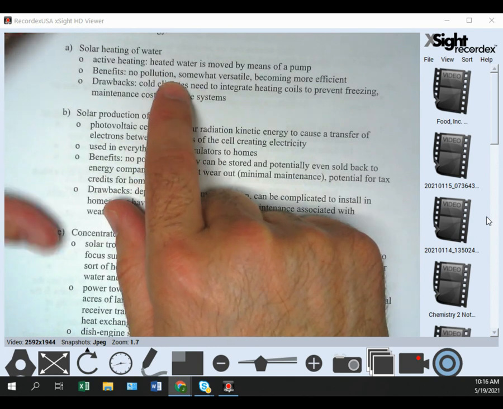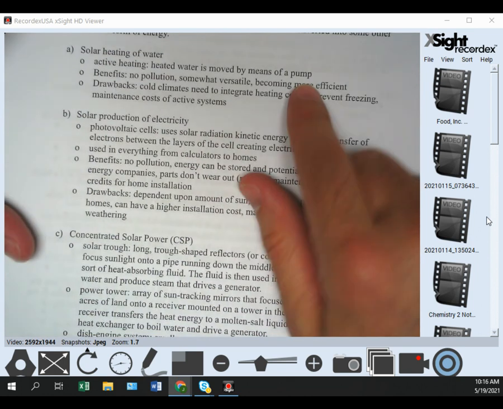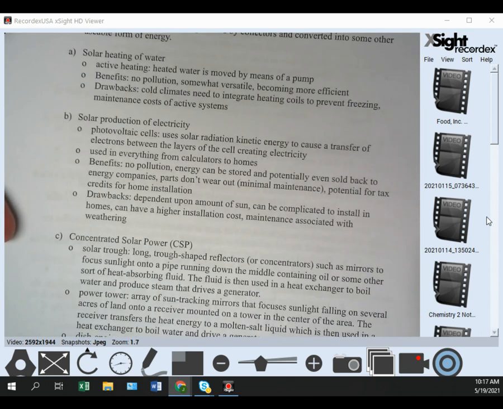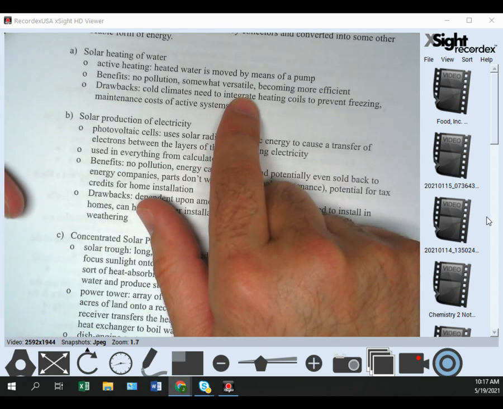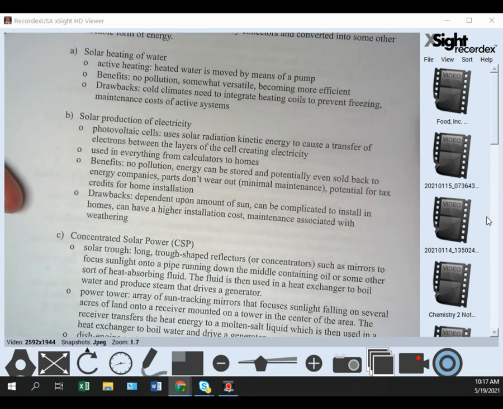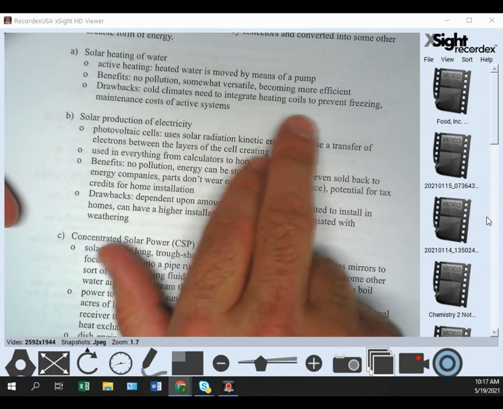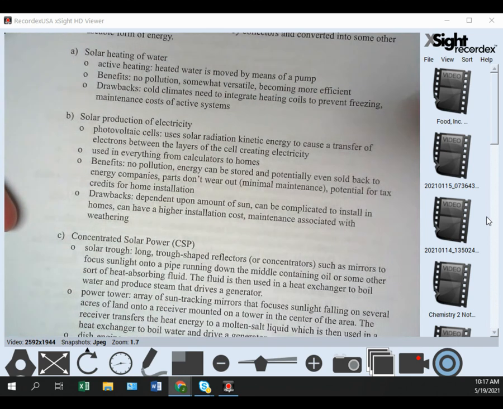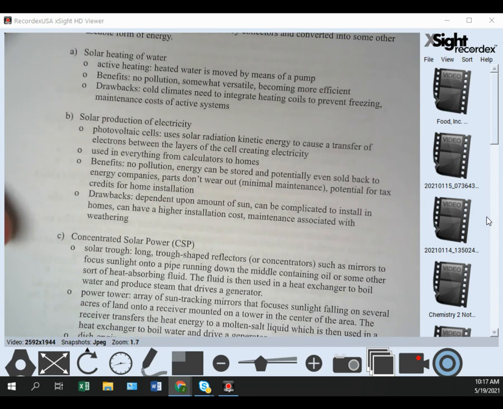So this is still solar heating, but instead of the heated water moving just by convection currents, you have a pump or something that moves it from one place to another. Again, benefits: no pollution. It's somewhat versatile, in other words, you can use it in different situations. It's becoming more efficient the more they work on it. Drawbacks: similar to the other passive, cold climates have to integrate heating coils to prevent freezing. There is a maintenance cost associated with active systems because they've got parts that can wear out and break.